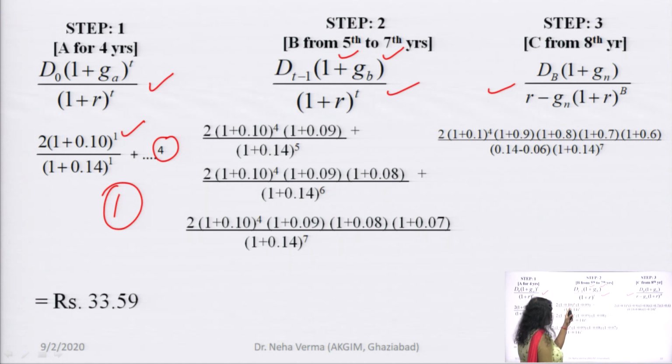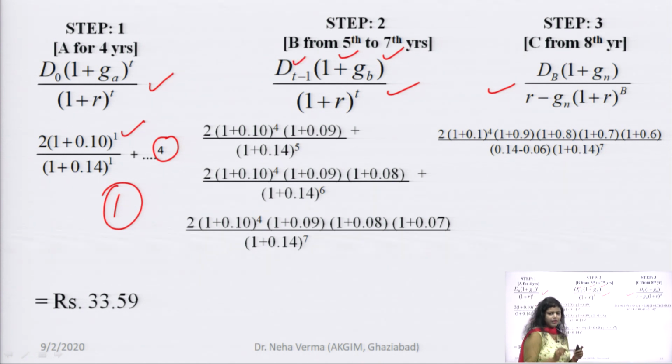2 1 plus 0.1 to the power 4, 1 plus 0.09 divide by 1 plus 0.14 to the power 5. Now here this variable will first be calculated for the 5th year, which is the starting of the phase 2. So 5th year is starting, that's phase 2 starting from the 5th year. So for 5th year the value will be dividend of 4th year plus the growth rate.